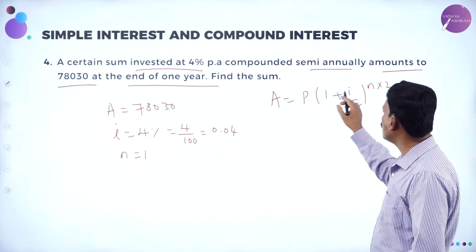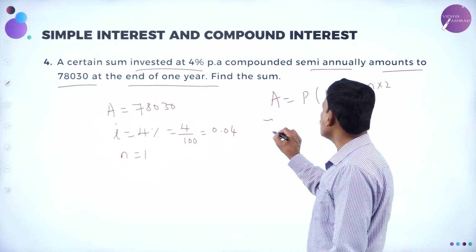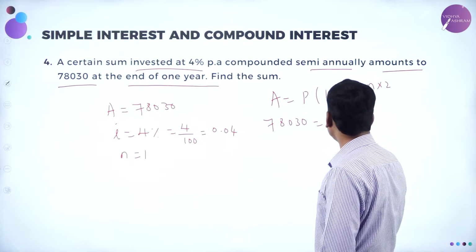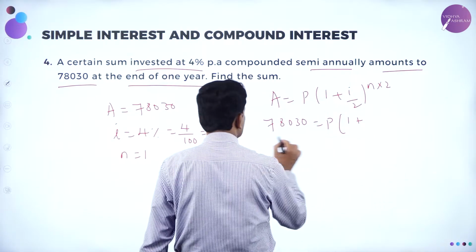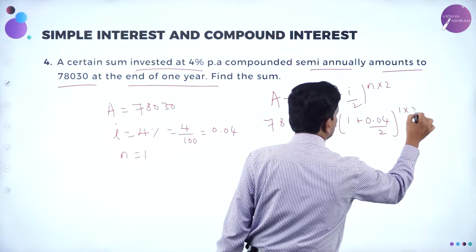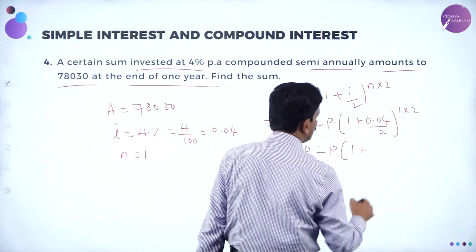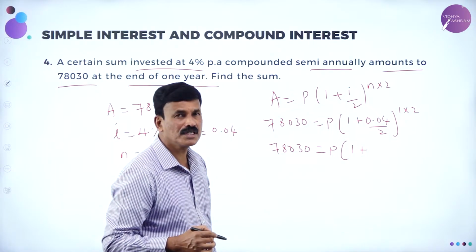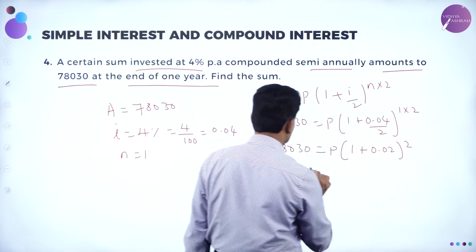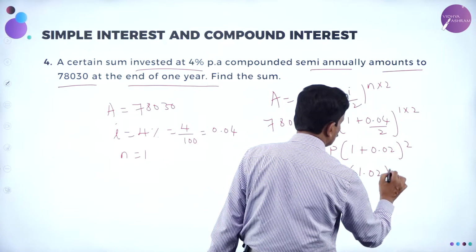A is equal to P into 1 plus I divided by 2 whole to the power of n into 2. Now what is the amount? 78,030 is equal to P, which we don't know, into 1 plus I, where I is equal to 0.04, divided by 2, whole to the power of n, which is 1, into 2. So 78,030 is equal to P into 1 plus 0.04 divided by 2, which is 0.02, whole to the power of 2. 78,030 is equal to P into 1.02 whole square.